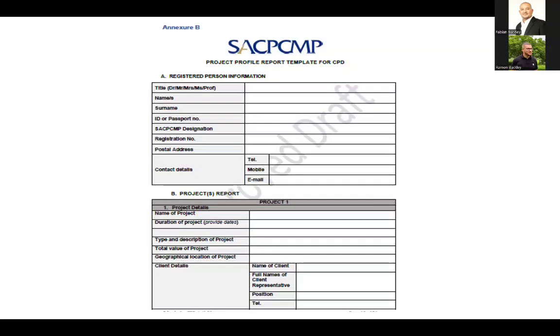Then you will indicate type and description of the project, the total value of the project, geographical location of the project, and then your client details.